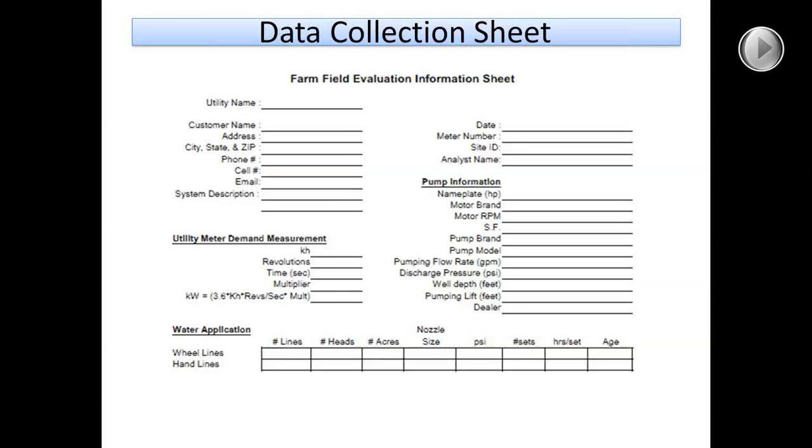Number of sets, that's the number of sets they have if they move the line across the field. And it varies depending on soil types and the line design and how many lines they have. How many hours per set, that's how long they leave that line sitting in one place watering, basically, before they move it to the next set.